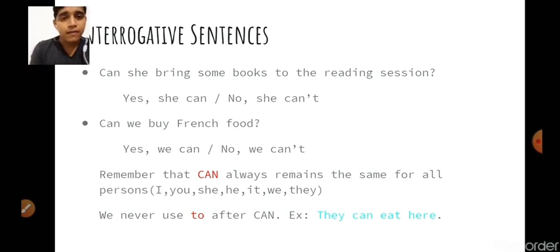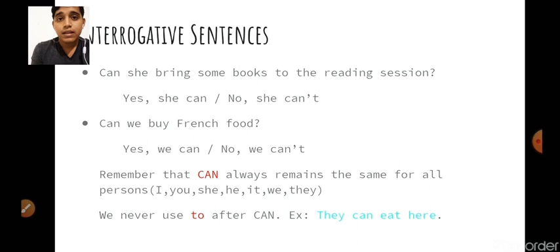We need to take into account some things, okay? So remember that the verb can always remains the same for all persons. This verb doesn't change. It doesn't matter if you use I, you, or the third person, she, he, or it, it remains the same. It doesn't change, okay? So it's always going to be can.